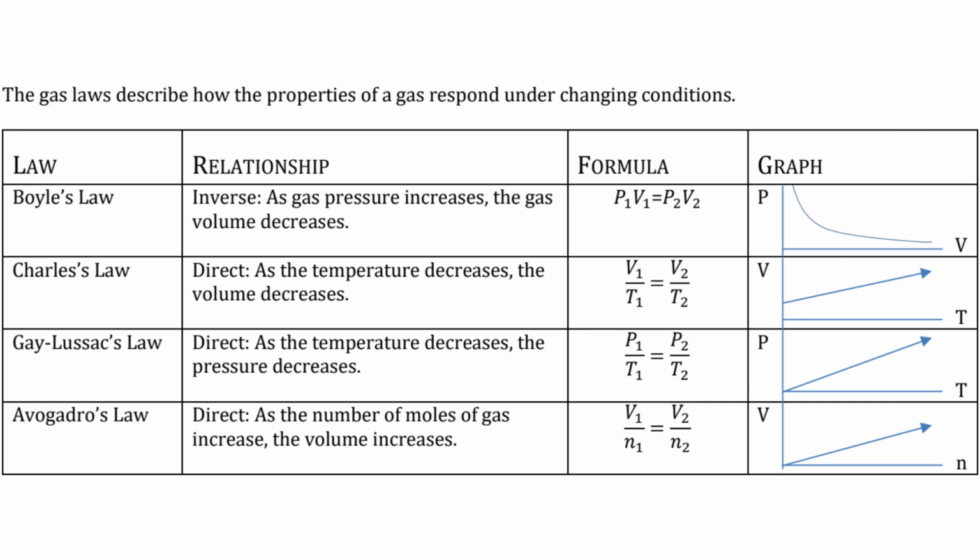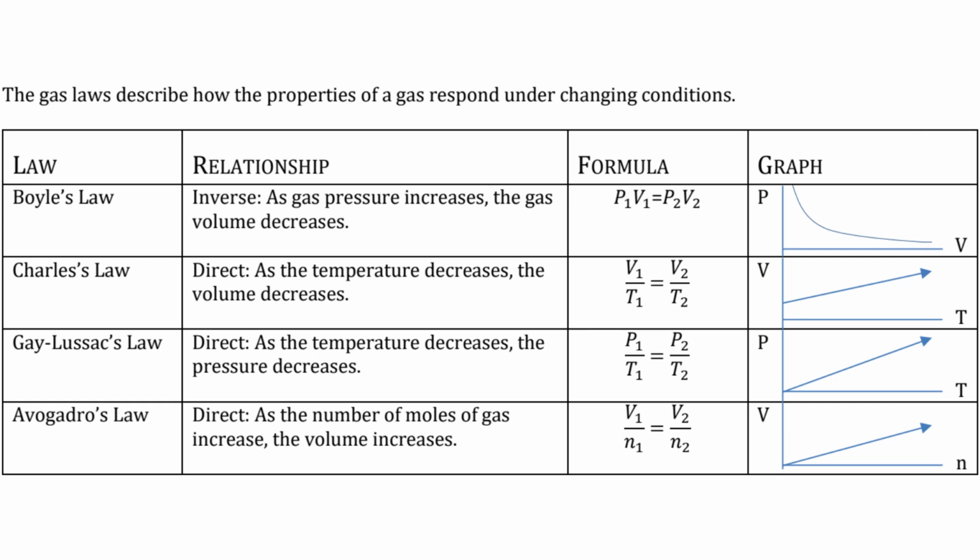There are a couple of laws that help demonstrate the relationship of gases and how they respond under certain conditions. So you have Boyle's law. They have an inverse relationship. As pressure increases, the gas volume decreases. So P1V1 equals P2V2. Charles's law: as the temperature decreases, the volume decreases. So they have a direct relationship. V1 over T1 equals V2 over T2.